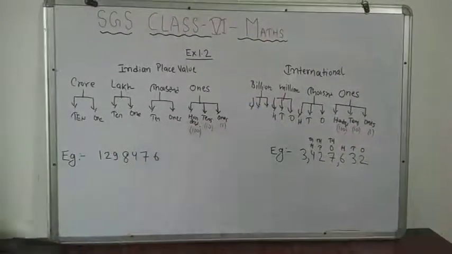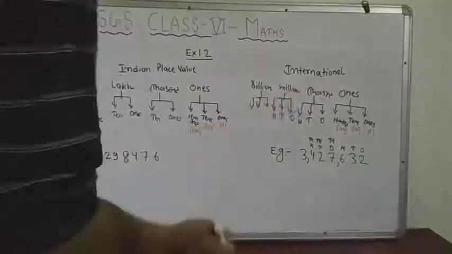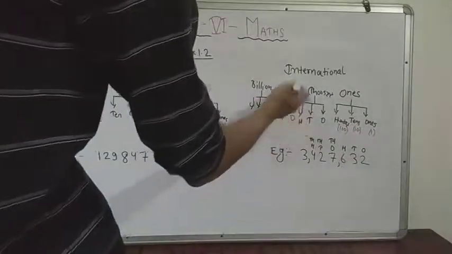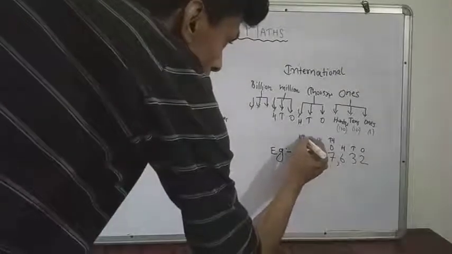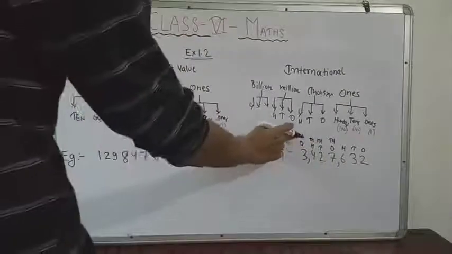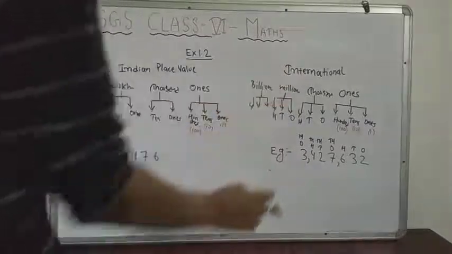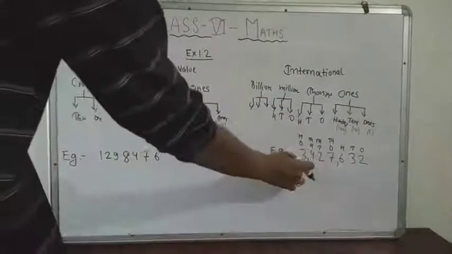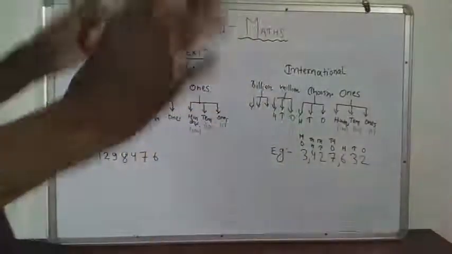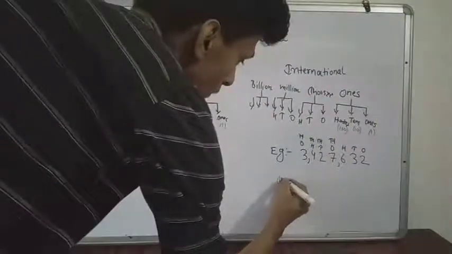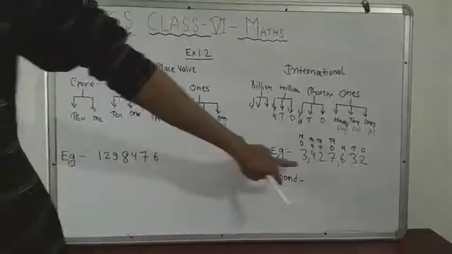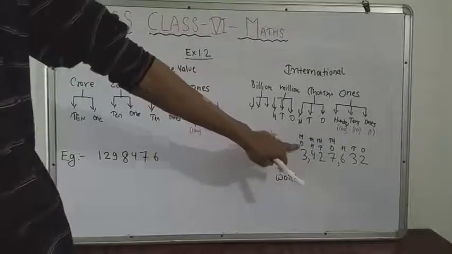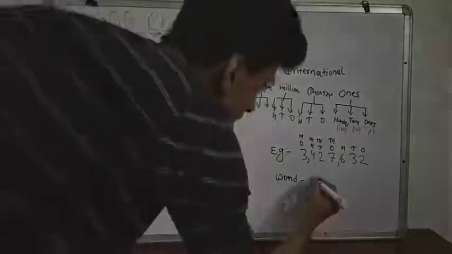For simplicity, I have written it in the proper format. After thousands, which place comes? Million. And the million's first digit is 1 million. That means 3 comes under which place? 1 million. O means ones, M means the place value, 1 million. So if we are going to write the digit in words, what should we write? 3 comes in which place? Million. So we write it as 3 million.